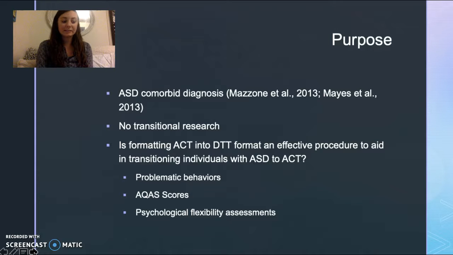Therefore, the purpose of this study was to evaluate if formatting ACT into the DTT format present in the PEAK-T module was effective in reducing problematic behaviors in session, increasing AQAS scores, and increasing psychological flexibility.